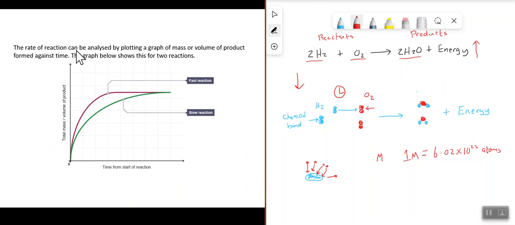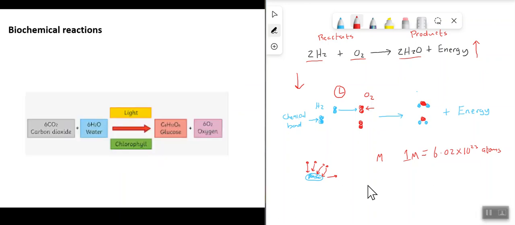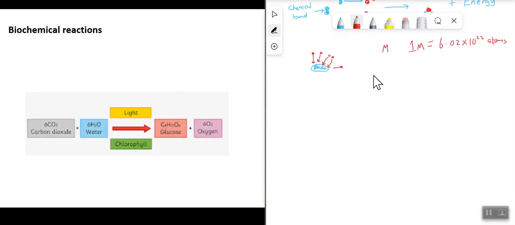The rate of reaction can be analysed by plotting a graph of the mass or volume of the product formed against time. The graph below shows this for two reactions. We can see that this reaction here is slow, we can see the curve here, and this reaction here is fast. So again, if we use a catalyst, we increase the rate of the reaction because we lower the activation energy. The last thing we look at is other biochemical reactions.